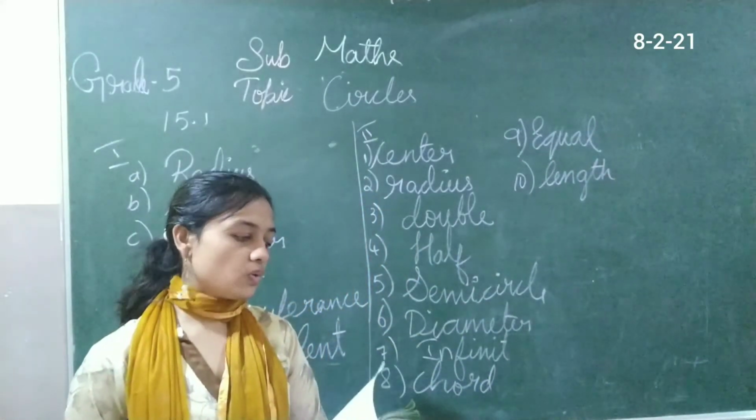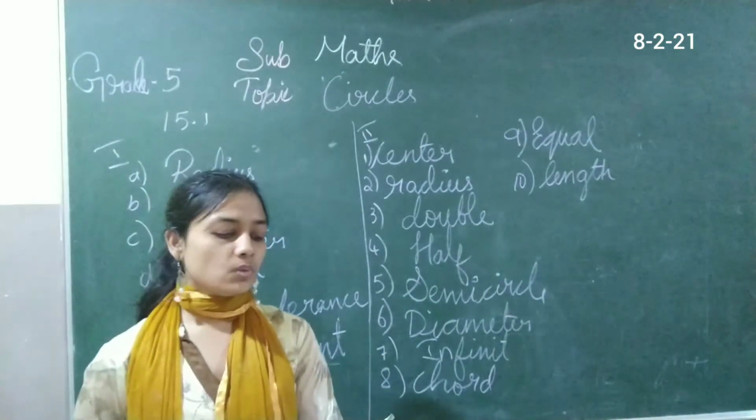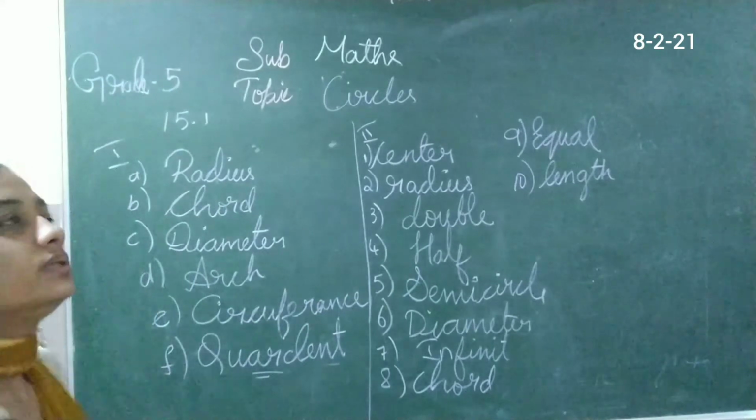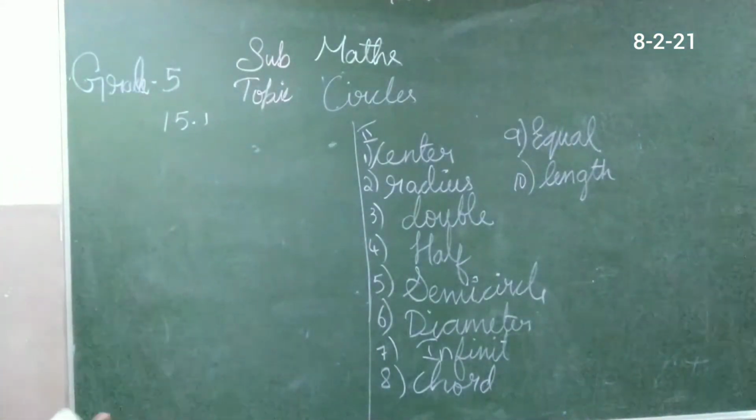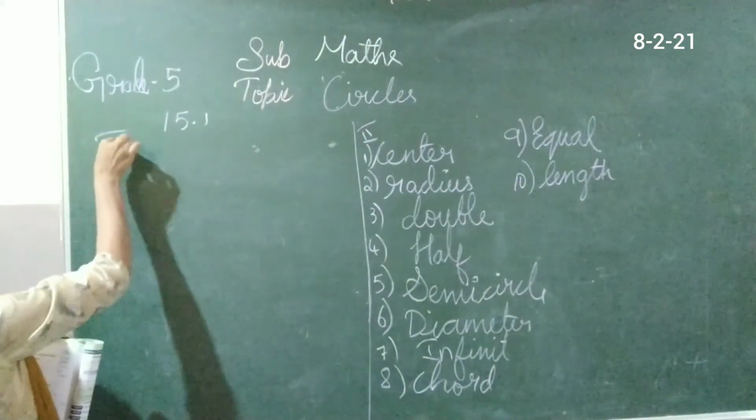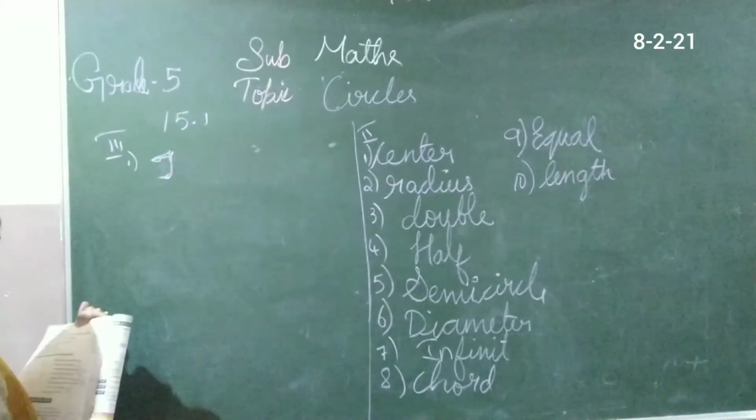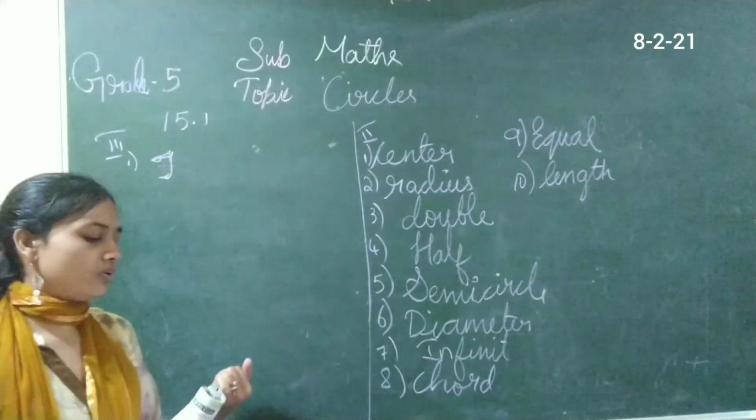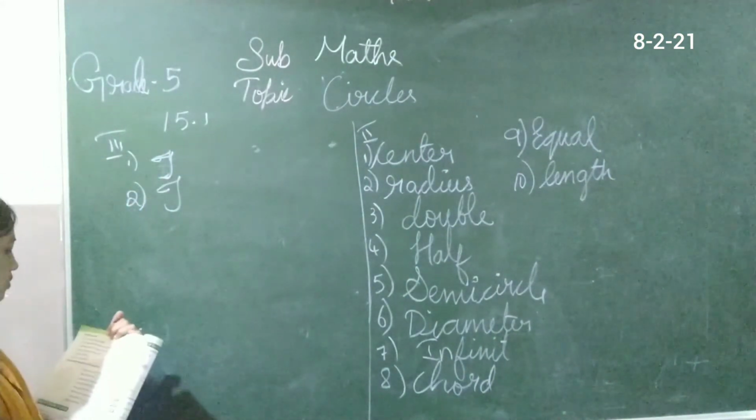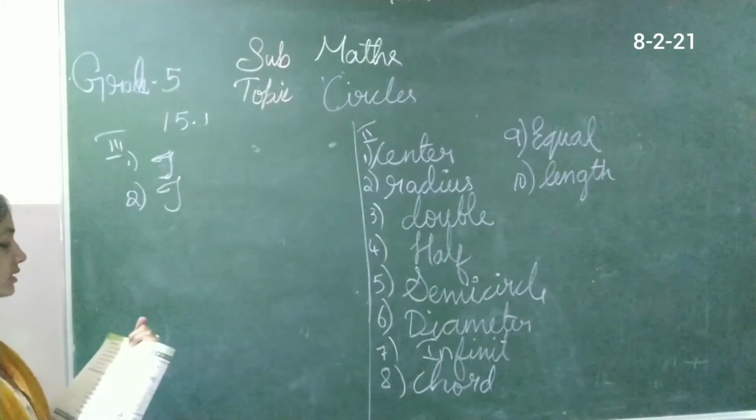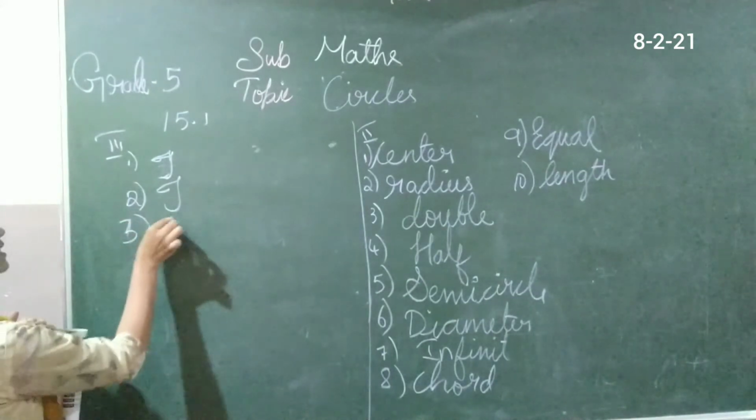Next, turn your pages. We go for true or false. Write true or false. First one, a circle has only one center? Yes, true. The circle will have only one center. Second, infinite number of diameters can be drawn in a circle. Yes, you can draw infinite diameters. True. Third one, all radius of the same circle are not equal. False.